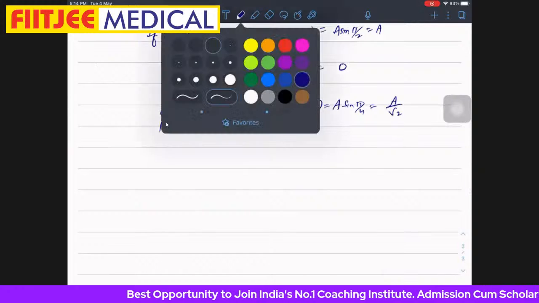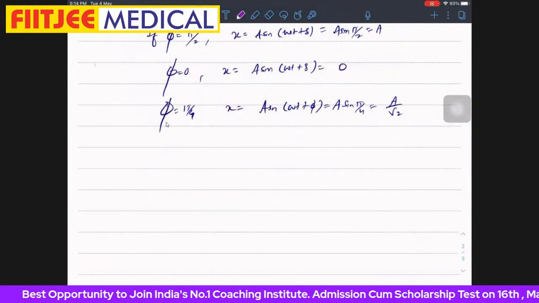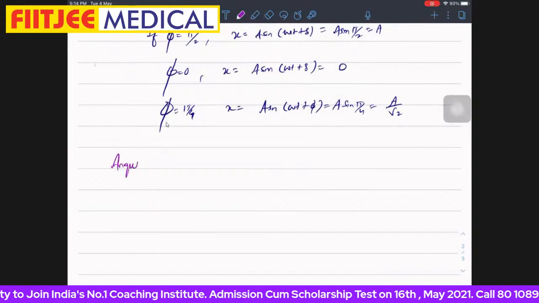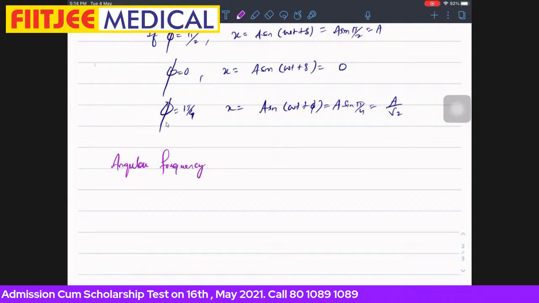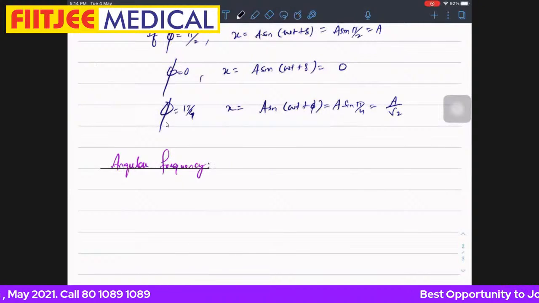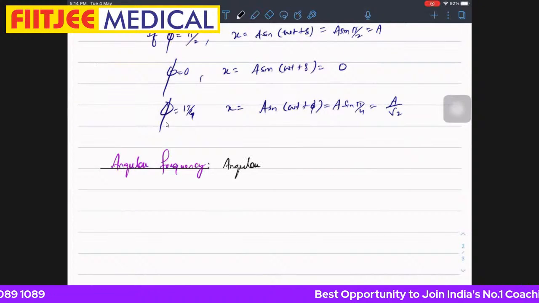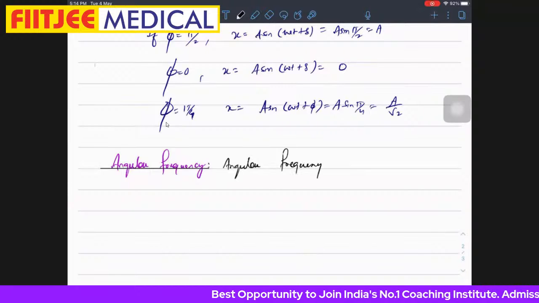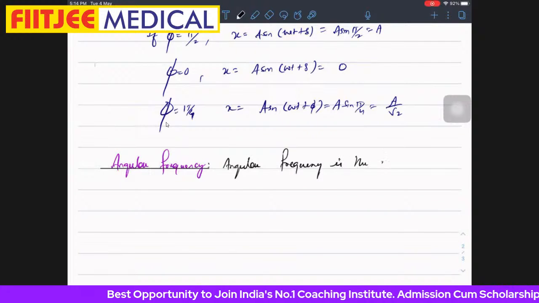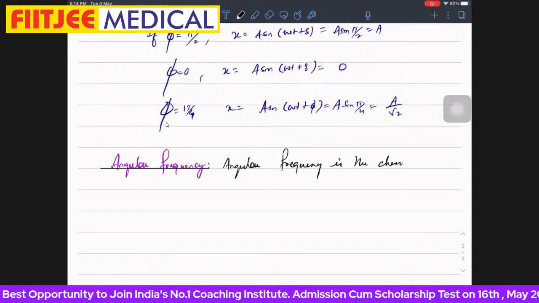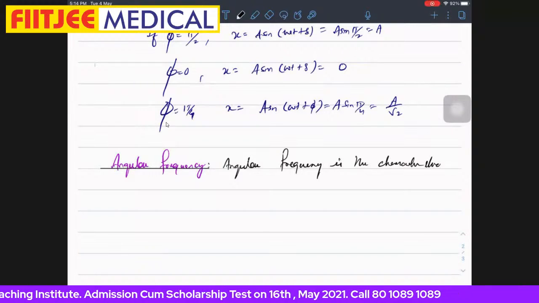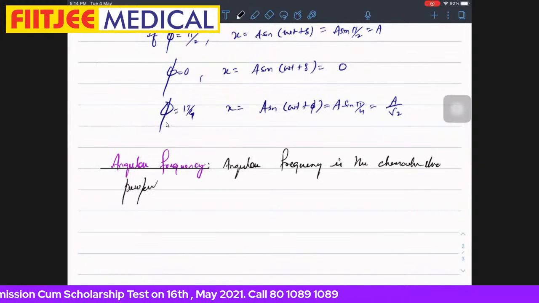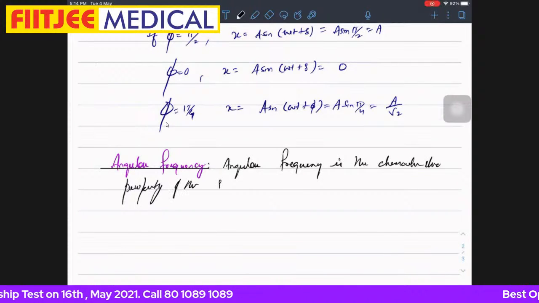Then one term we have used here, angular frequency. What is angular frequency? Angular frequency is the characteristic property of the system.